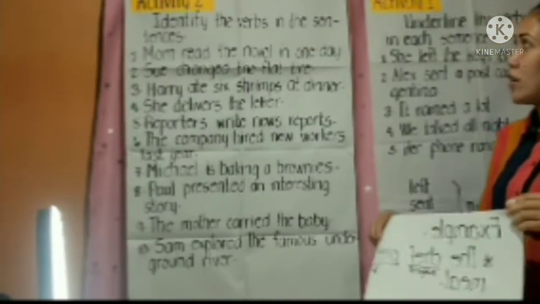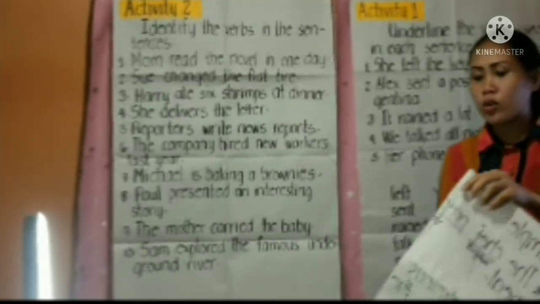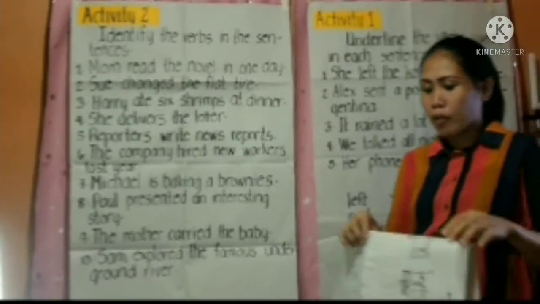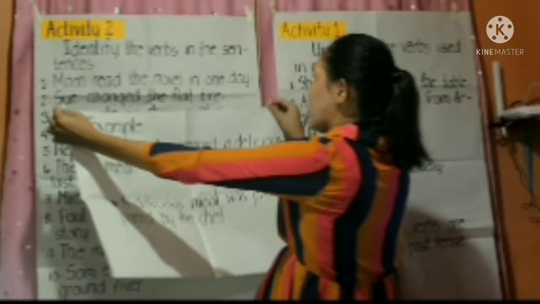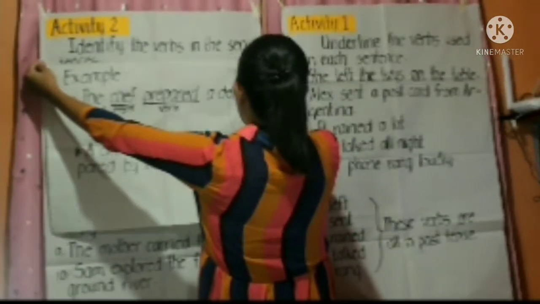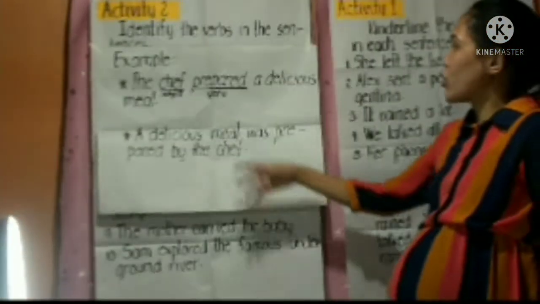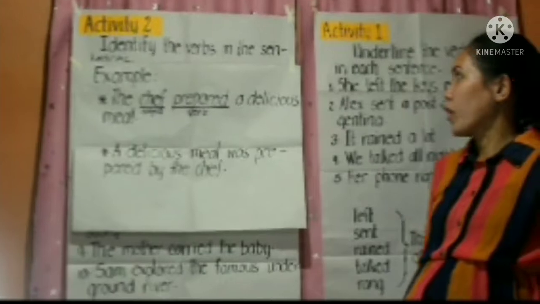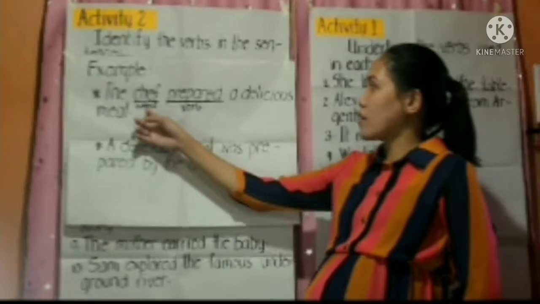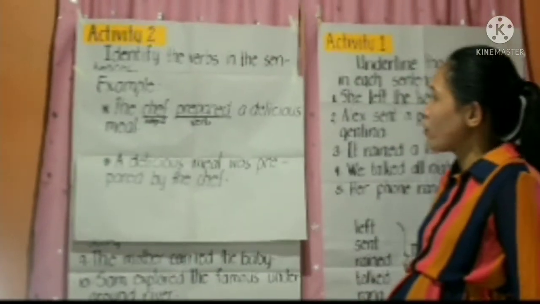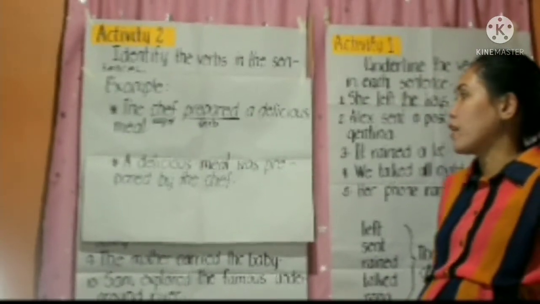Now from the sentences, class, given in this activity 2, I want you to construct new sentences without changing its meaning. Or I will give you an example. So, for example, class, the chef prepared a delicious meal. The verb used is prepared and the subject of the sentence is the chef. Now, let's have this second sentence. A delicious meal was prepared by the chef.